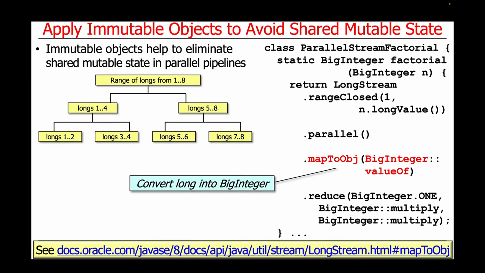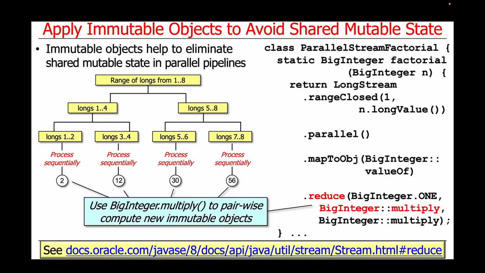The next step is to call the mapToObj intermediate operation to convert the long primitive values into BigIntegers, which of course are arbitrary precision integer values. The next phase of the parallel stream applies the reduce terminal operation. This terminal operation works in several steps. First, we use the BigInteger multiply method to pairwise compute new immutable BigInteger objects.